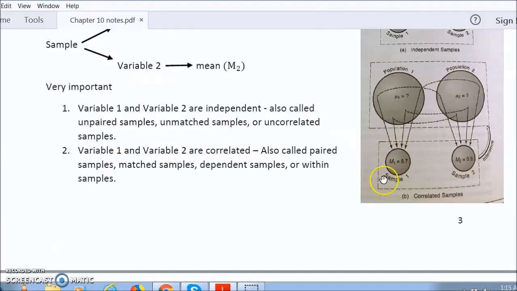When you look at this figure here, it is a very good example to explain it. You have a population 1 and a population 2. You have a sample 1 from population 1 and a sample 2 from population 2. Do you see these dotted lines? That means they are correlated to each other. Then you calculate the mean for sample 1 and the mean for sample 2, and you are making inferences for mu1 and mu2, which are your population means. So these are the things you have to remember.